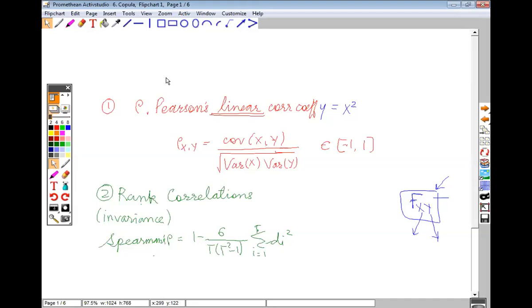Okay, so let me maybe just go through once. Remember we studied these, you have already studied, right? We have Pearson's linear correlation coefficient and then we have rank correlation. And we saw the pros and cons and the property of invariance that this rank correlation offers us as an advantage over the Pearson's linear correlation coefficient.